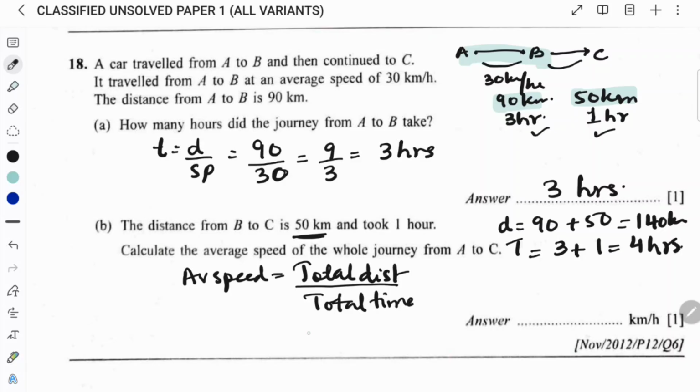Now we can easily find out the average speed. 140 divided by 4. Okay, so that is 4 times 3 is 12, 13, 40, and 4 times 5 is 20. 35 kilometers per hour is the answer. I hope you understood this question.